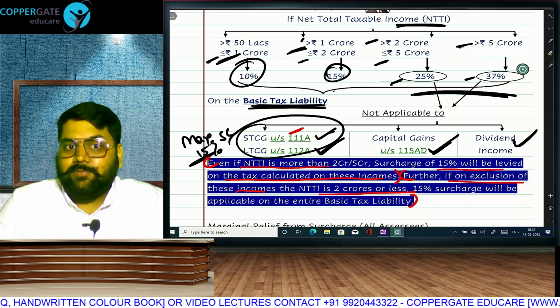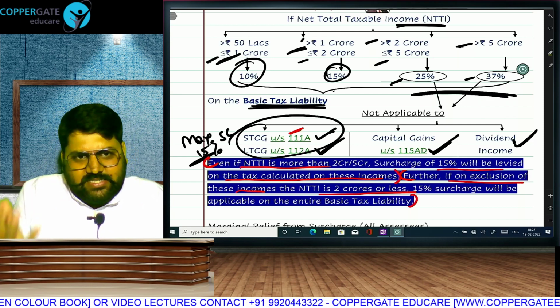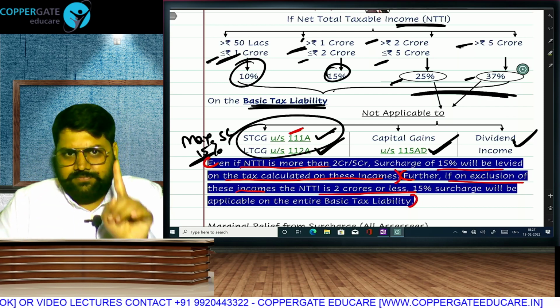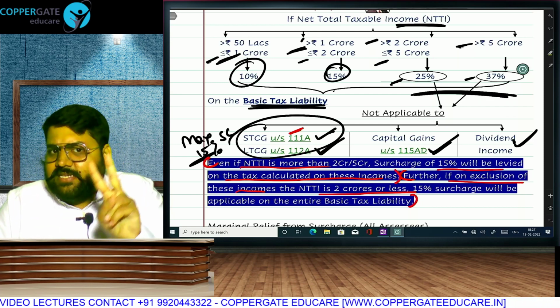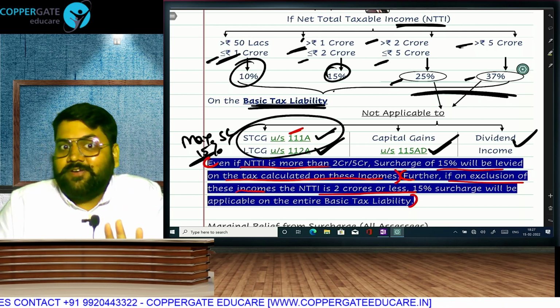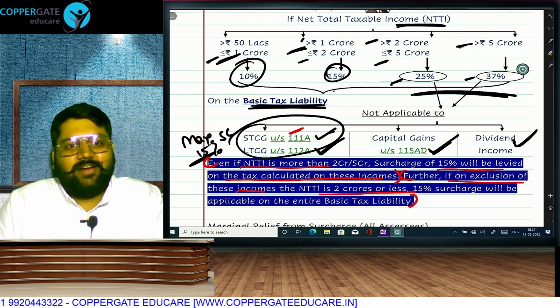One, it comes for all assessees. Company firms, we have not yet discussed basic tax, so we will discuss surcharge with basic tax. But for all other assessees, these are the rates of surcharge. Second, it will come for resident, non-resident, everyone. And third, equal to is not covered. It has to be greater than 50 lakh, greater than 1 crore, greater than 2 crore, greater than 5 crore.